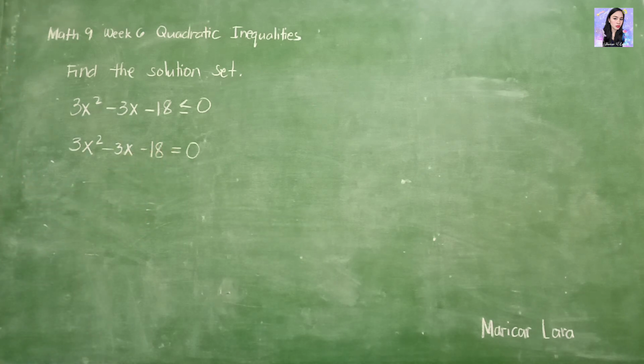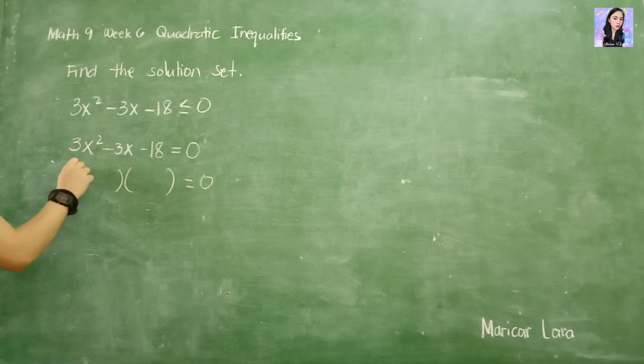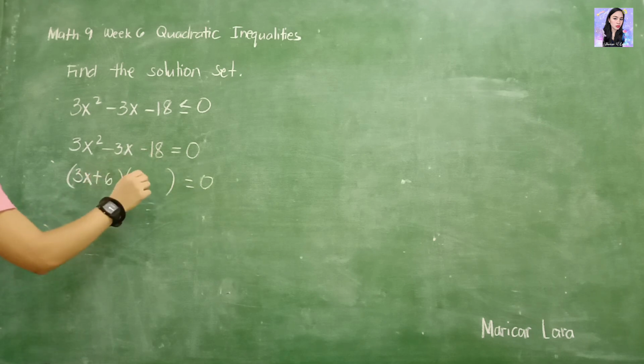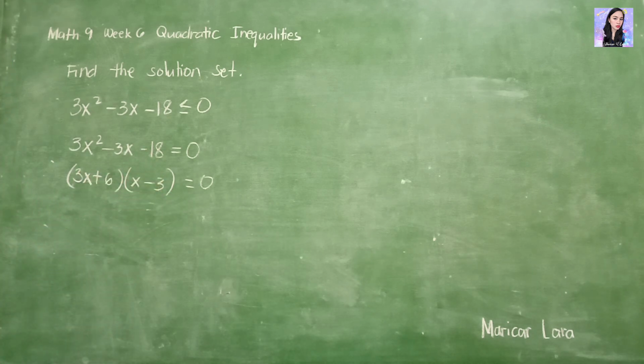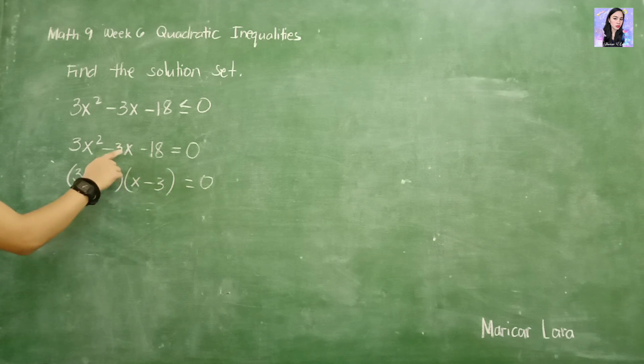So bakit natin siya pinalitan? Para ma-solve natin siya using any method na pwede. Pwede tayong mag-quadratic formula, completing the square, or factoring para ma-solve natin ang kanyang roots. So this time we will use factoring. So factors ng 3x squared ay 3x and x. Factors ni negative 18 ay positive 6 and negative 3. So check natin, 3x times x, 3x squared, positive 6 times negative 3, negative 18, and then positive 6x, then negative 9x, pag pinagsama ay negative 3x.